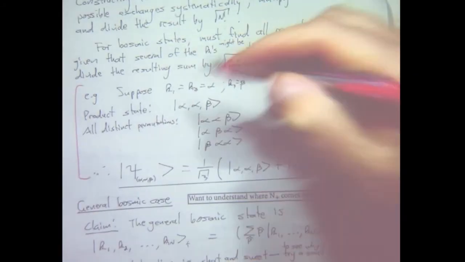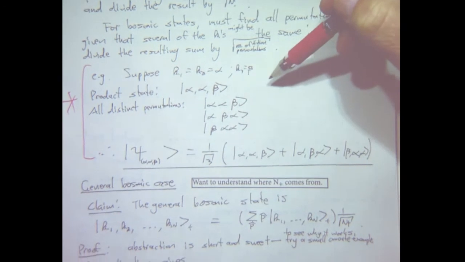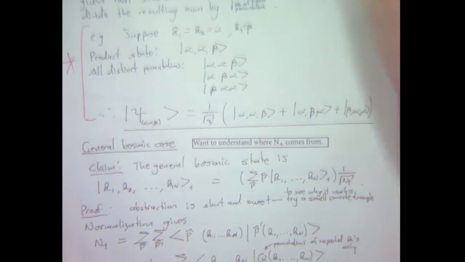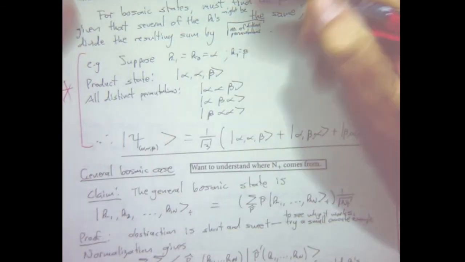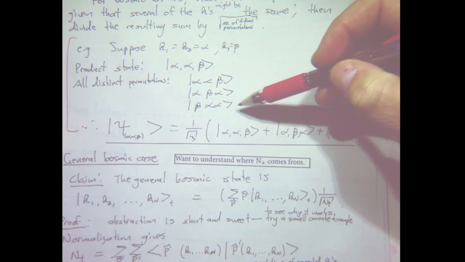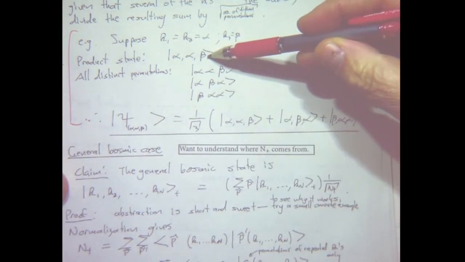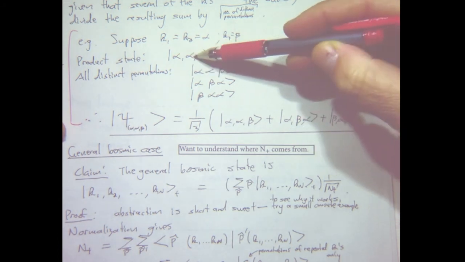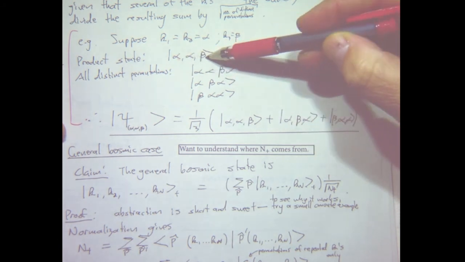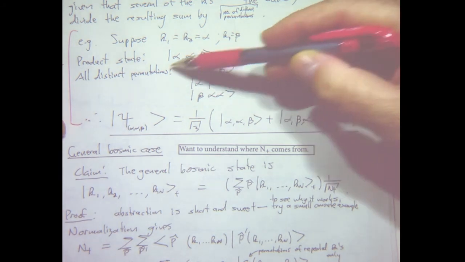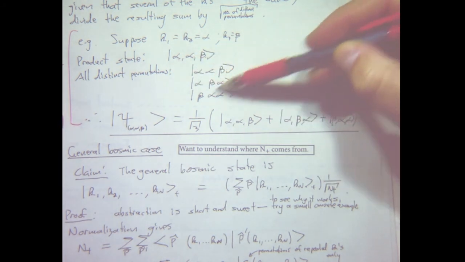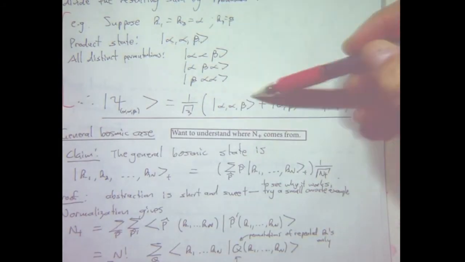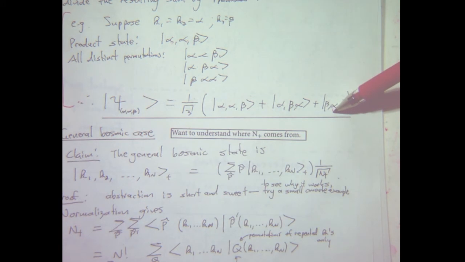I certainly want you to be able to do, say, this one here. You can try to understand this as well, but certainly be able to construct, say, a symmetric state for three identical particles, where you have two eigenvalues the same and one different. So all the distinct permutations are alpha, alpha, beta; alpha, beta, alpha; beta, alpha, alpha. And so all you have to do is go 1 over square root of 3 times the sum of all the possible permutations. That's an easy thing to do.